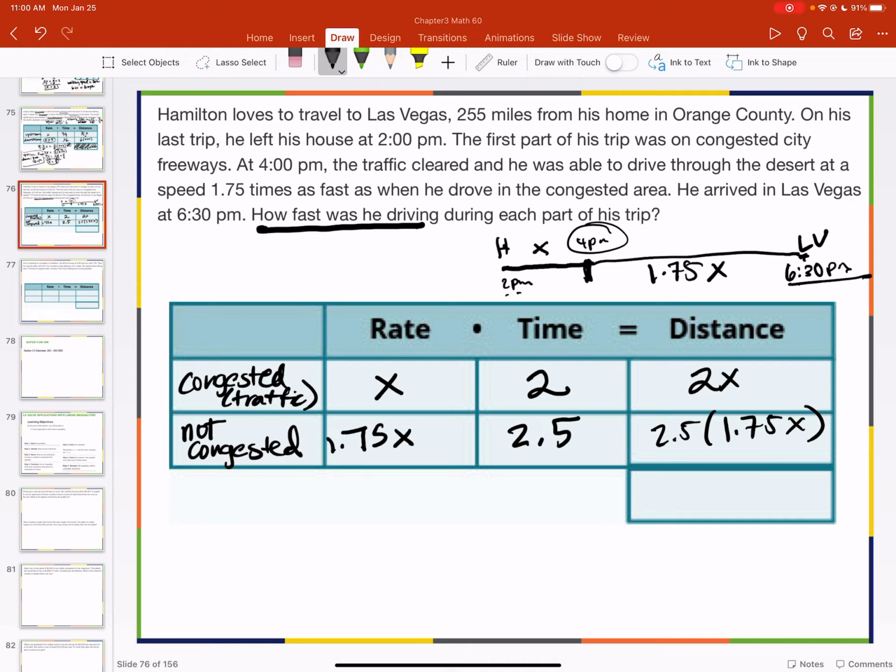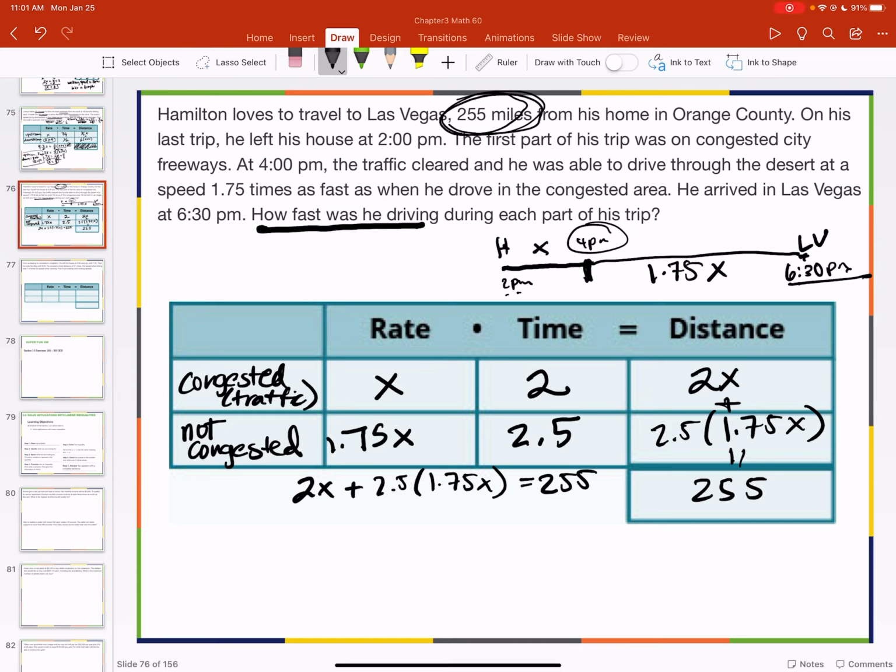They're not equidistant to each other, but we forgot one piece of information. He lives in Orange County, so Las Vegas is given to us as 255 miles away. So the total trip, if we add these two distances together, is going to be 255 miles, yeah? So let's go ahead and write that as a sentence. So 2x plus 2.5 times the quantity 1.75x is equal to 255. All right, so let's go ahead and multiply 2.5 by 1.75.